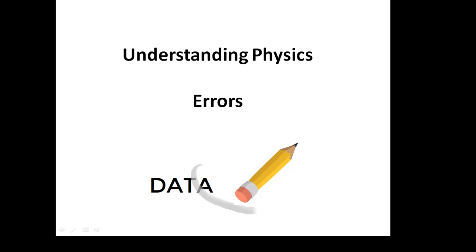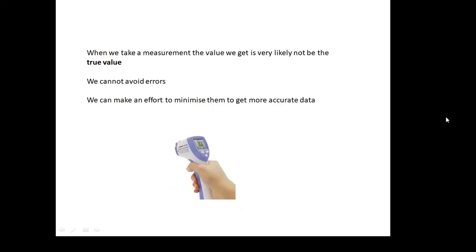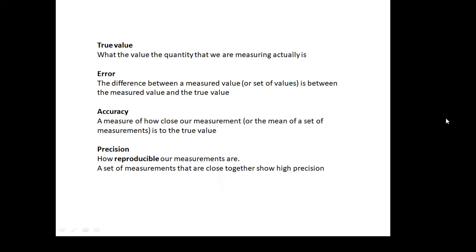Understanding physics errors. We're going to talk about errors in this video. Okay, now when we take a measurement, the value we get is very likely not to be the true value. It's almost impossible to avoid errors. What we can do is make an effort to minimize errors so that our data is more accurate. Let's define a few terms.